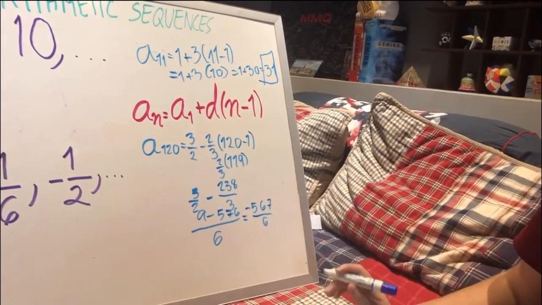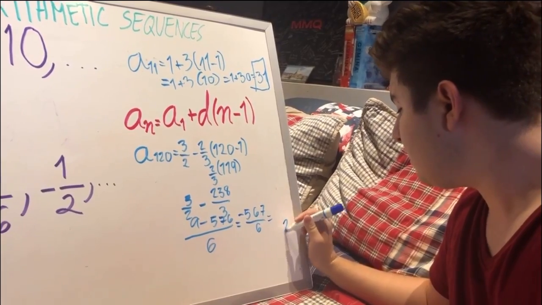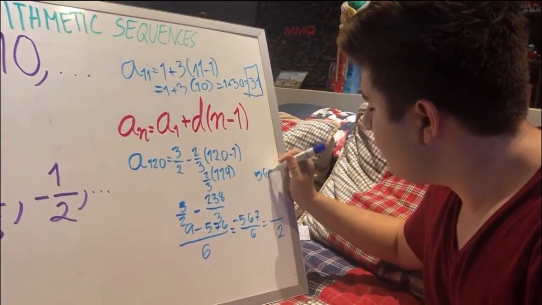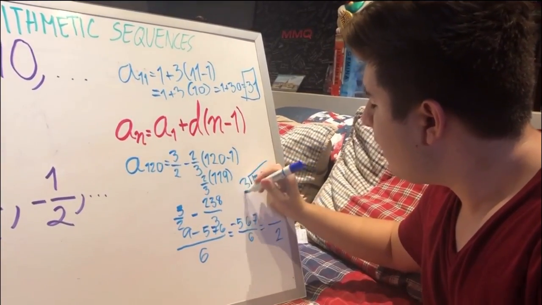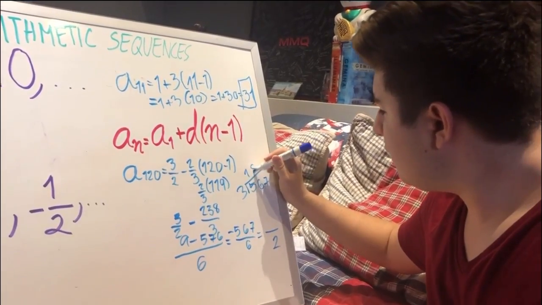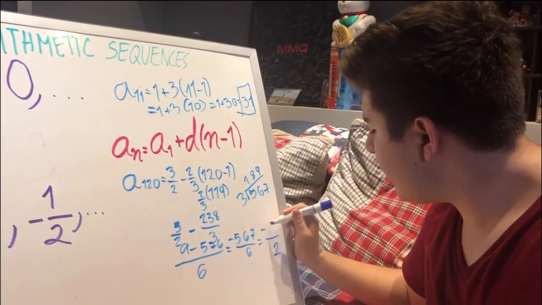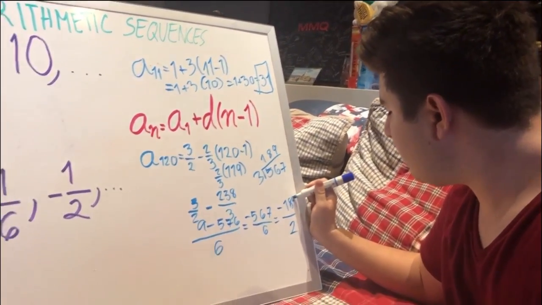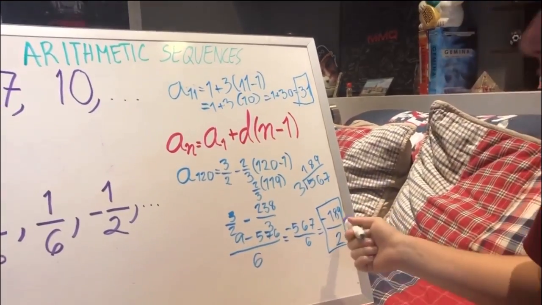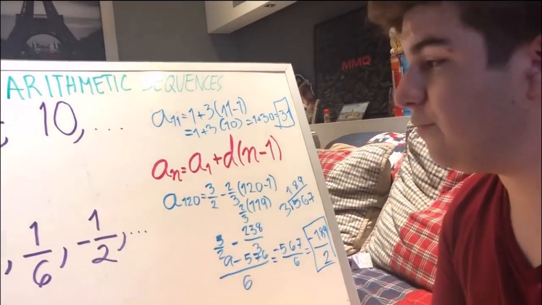Now we're going to have to simplify that, and the way that we're going to do that is that we're going to turn it into halves. So we're going to divide that by 3. 1,401 divided by 3 is 467, and 6 divided by 3 is 2. So we're going to get minus 809 halves. And that is going to be our final answer for the 120th term of the second sequence.